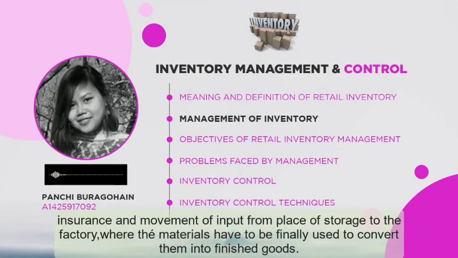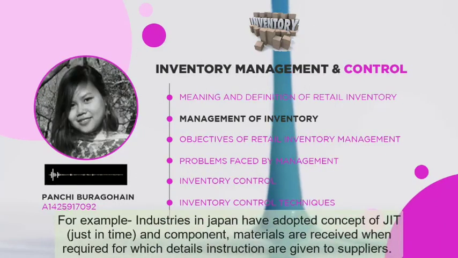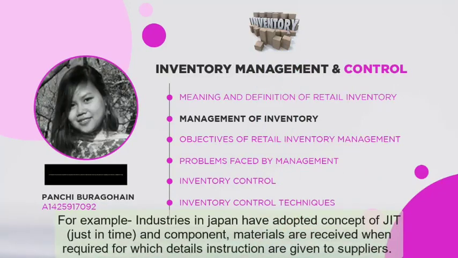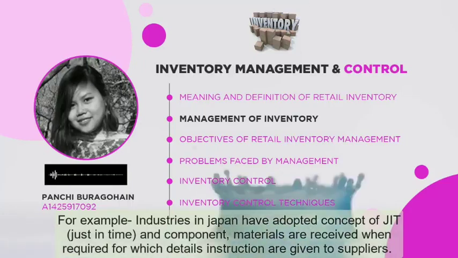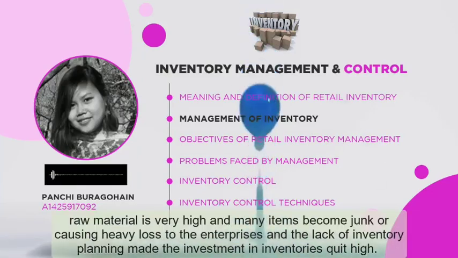For example, industries in Japan have adopted the concept of JIT, that is just in time, and component materials are received when required, for which detailed instructions are given to suppliers. As against this, the issue in India is that the inventory of coal, raw material and packaging material is very high, and many items become junk, causing heavy loss to the enterprises, and the lack of inventory planning made the investment in inventories quite high.